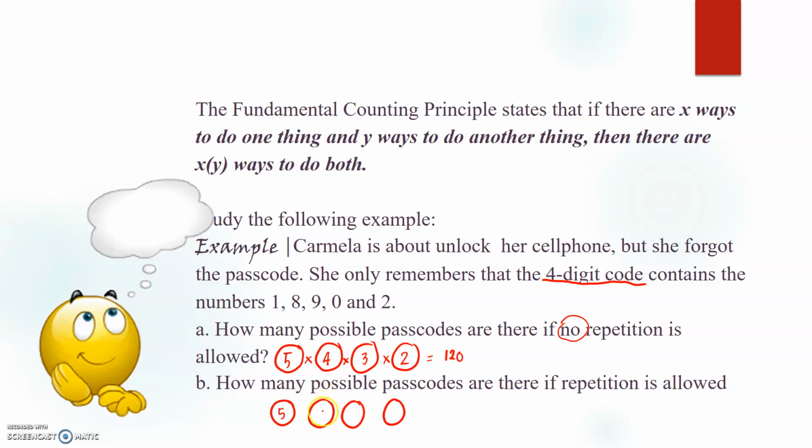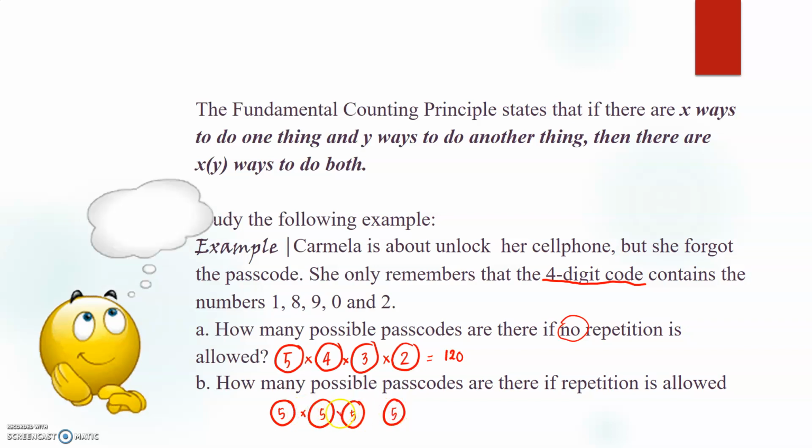Now for the second digit, repetition is allowed. So meaning to say whatever number that we have in the first digit can also be the number in the second digit. So that means for our second digit, we still have 5 choices that can be possible values. So the second digit, we have 5 possible options. Same with the third, because again, repetition is allowed. And same with the fourth digit.